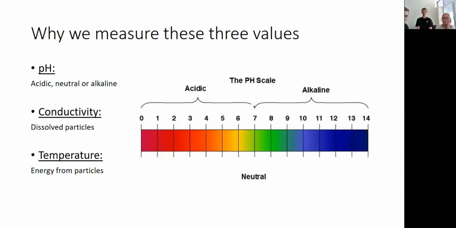So why are we going to measure these three values? The pH value, because it shows if the water is acidic, neutral, or alkaline. The conductivity, to know how many dissolved particles are in the water. And the temperature shows the energy of the particles in the water.